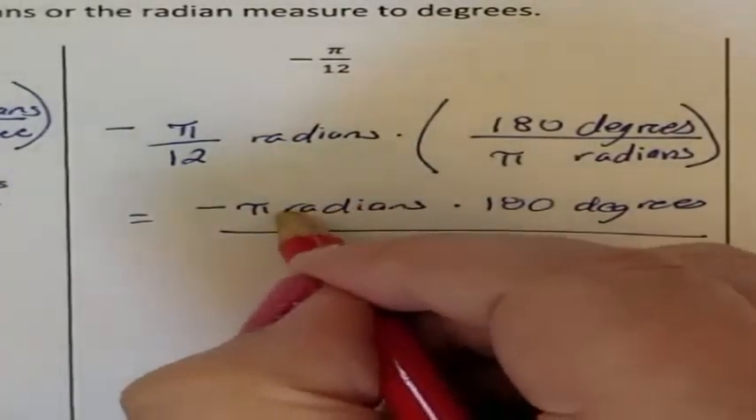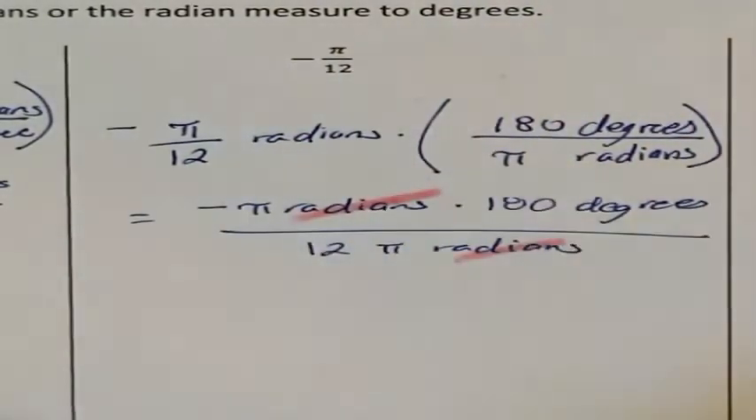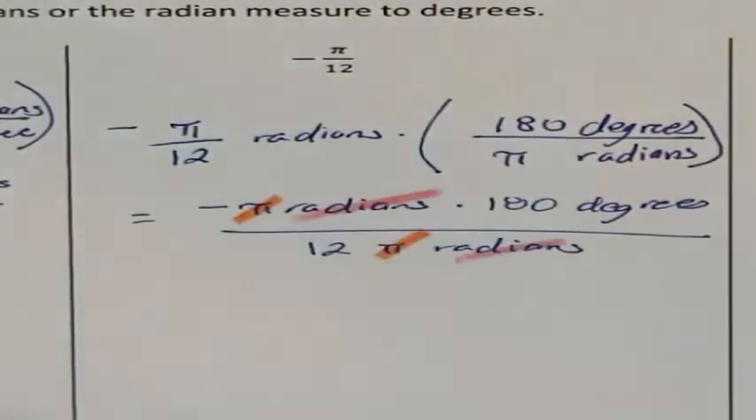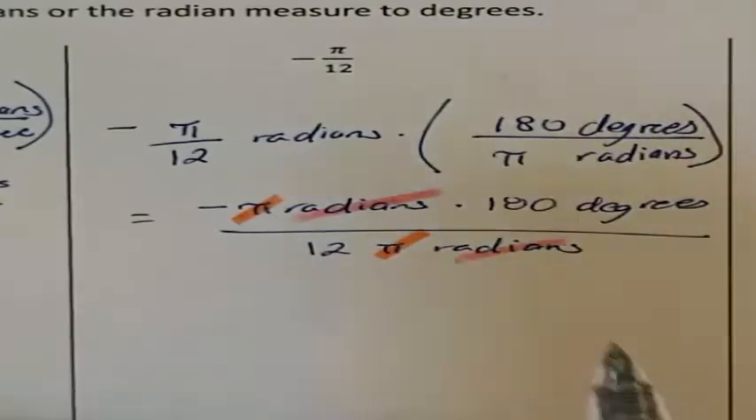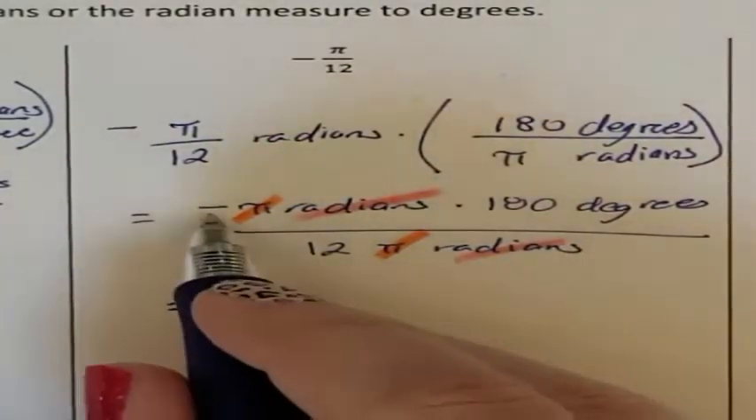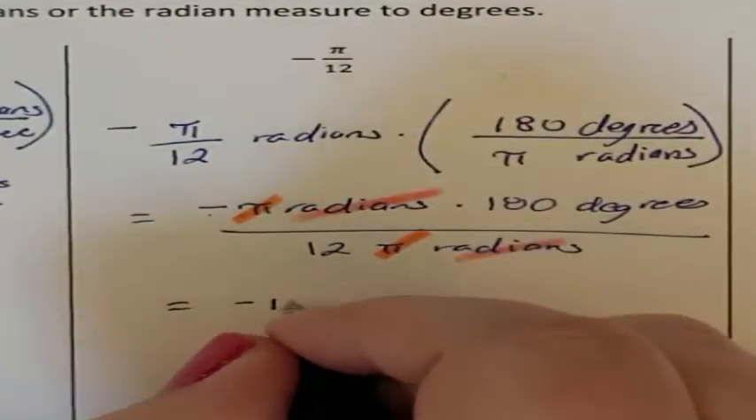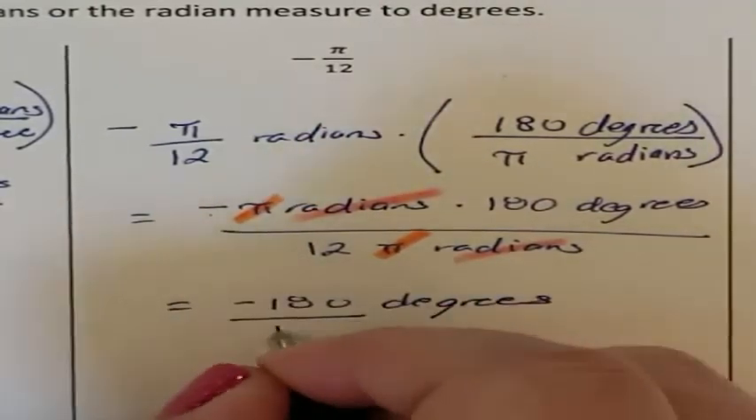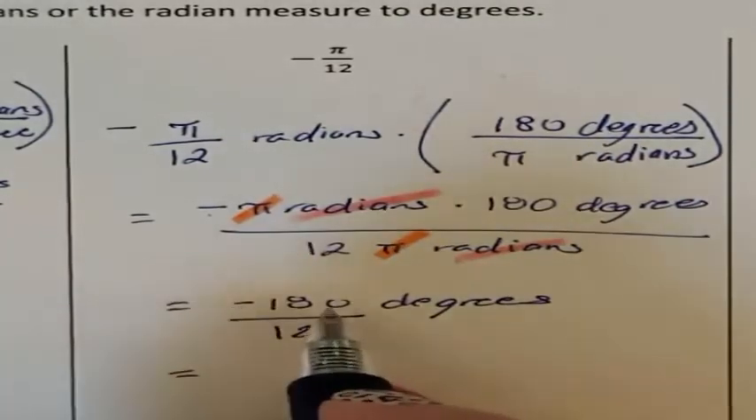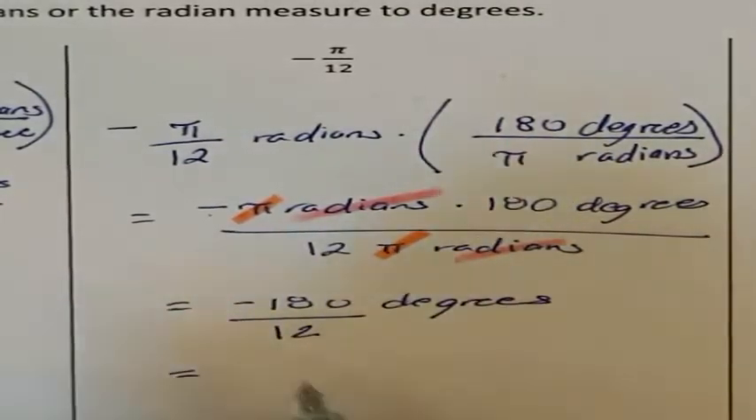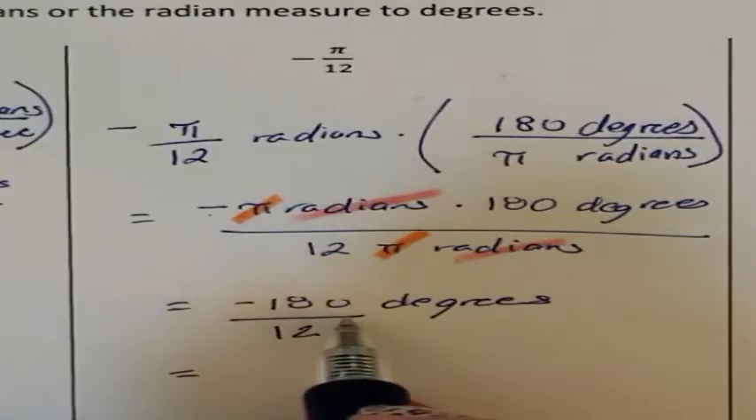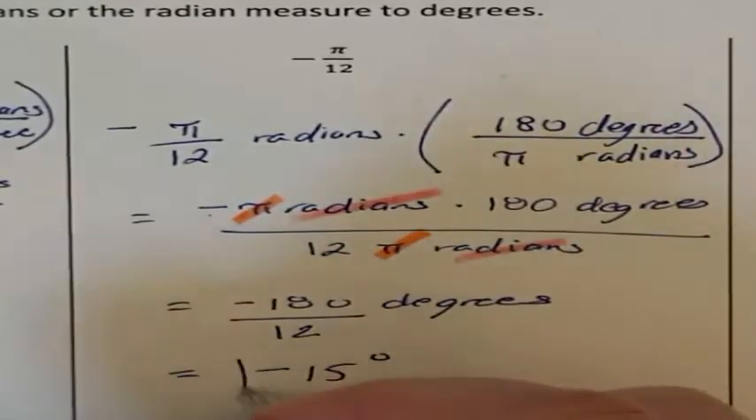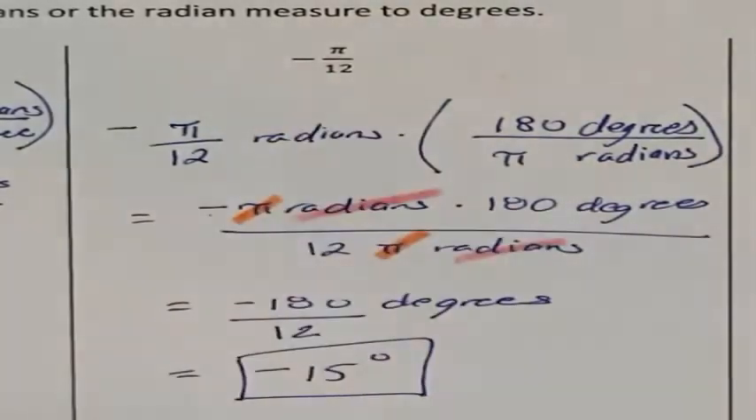So radians in the numerator one out with radians in the denominator. Pi in the numerator ones out with pi in the denominator. So what do I have left? I see that I have negative 180 degrees in the top, and I know that I have 12 in the denominator. So I just need to simplify my fraction. Degrees is my units. So negative 180 divided by 12 gives me negative 15 degrees. So this is my degrees of this radian.